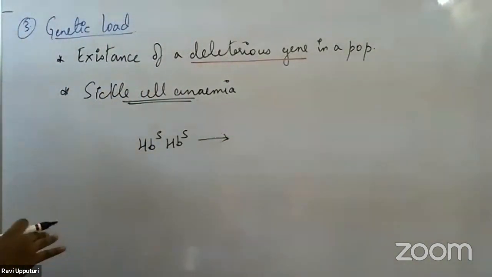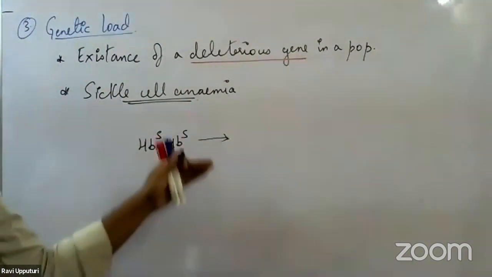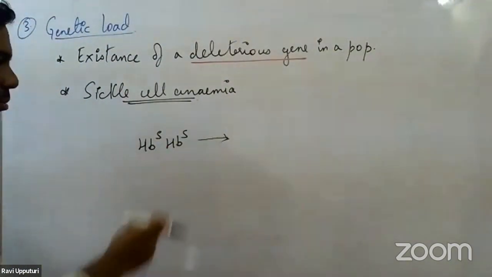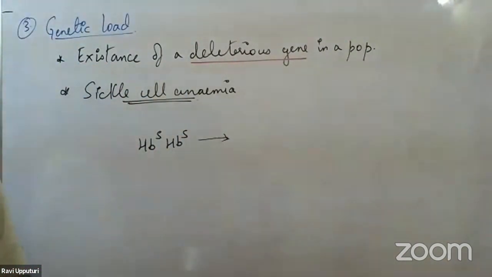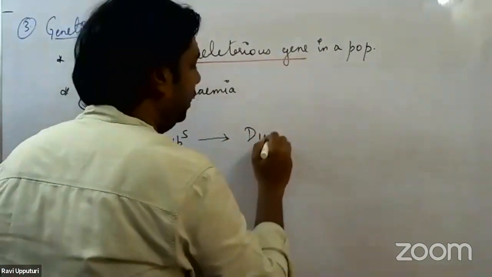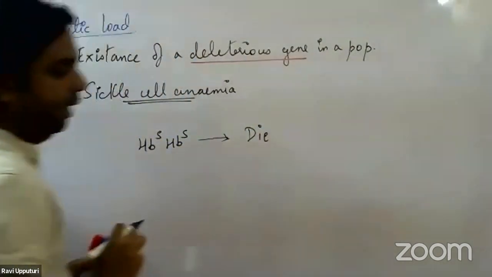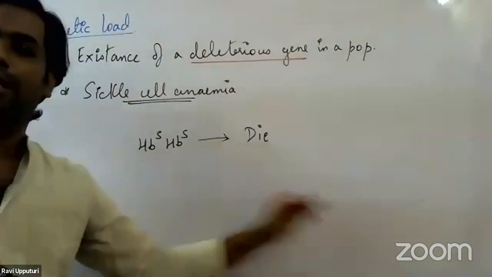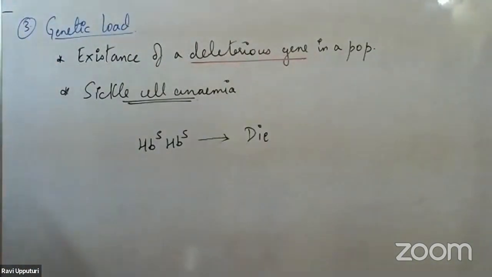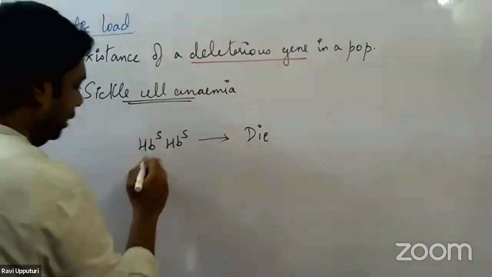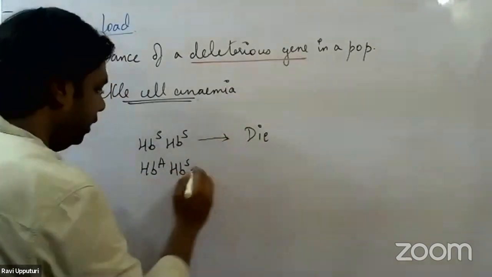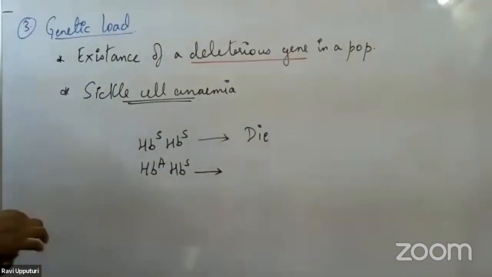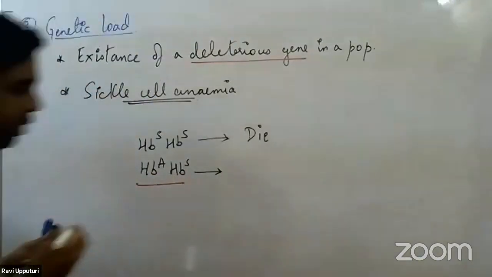These individuals, as we have already seen, will not survive. They usually die during their early childhood days itself because of this particular mutation and the presence of sickle cell RBCs, through a condition called anemia. Whereas when we see the heterozygous condition of this gene, we denote it HbA and HbS.